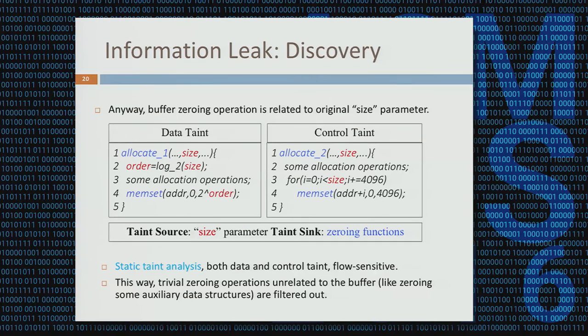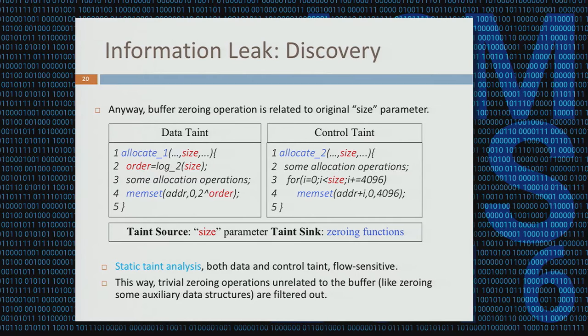So our solution is static taint analysis. In this taint analysis, our taint source is the size parameter, and our taint sink is the zeroing function. The taint source, the size parameter, can reach the zeroing function in different ways. If you look at allocation function 1, we can find that the size parameter of the zeroing function memset can be directly derived from the original size parameter of the allocation function.